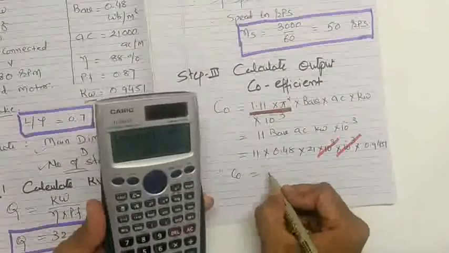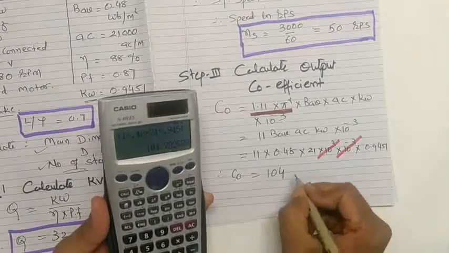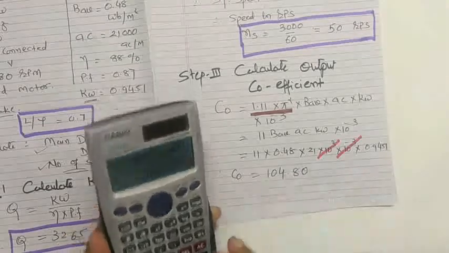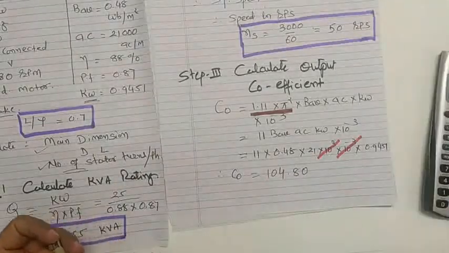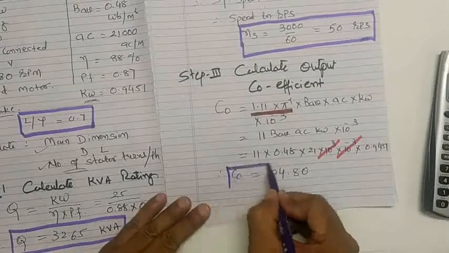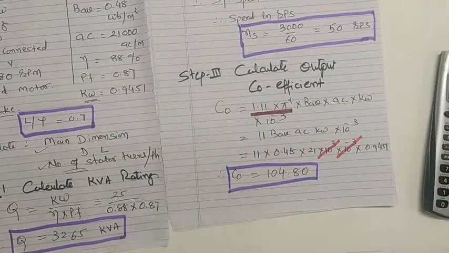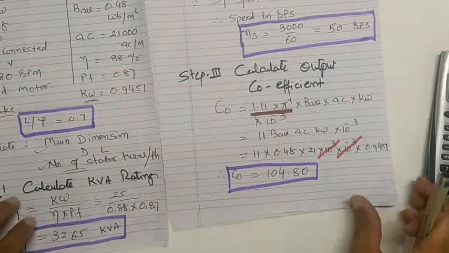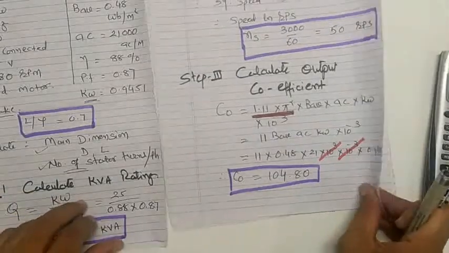It comes to 104.80. So this is CO, we have calculated CO. So step number 3 is over. Now we proceed to step number 4.